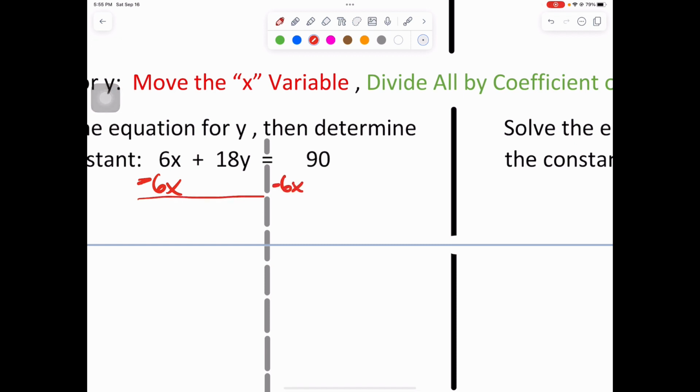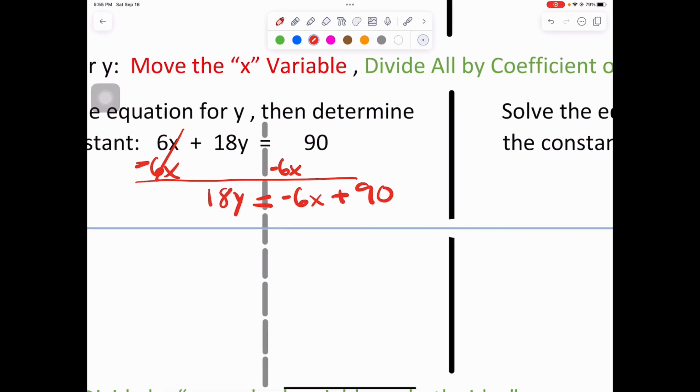All right, so let's just do that. 6x minus 6x, get rid of it. Bring down your 18y, bring down your equals. Bring down your negative 6x, and for space, I'm just going to move everything over just a hair. All right, so now we have 18y equals negative 6x plus 90. Well, y is by itself, and it's just telling us we need to divide by all because there's nothing else we can do in terms of adding or subtracting in the game of inverse operations. So we will just divide everything by 18, which is the coefficient of y.